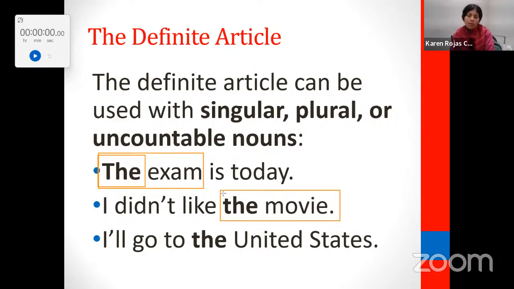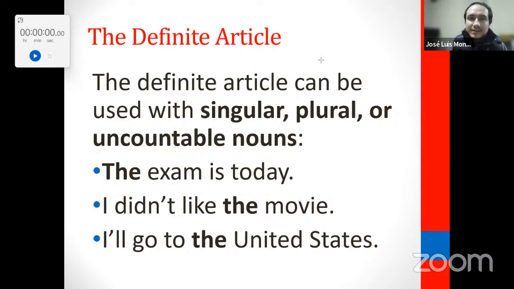So that's the answer. It is correct. It means if you have a vowel, "thee". If you have a consonant, "thuh". Here, you say "the United". You don't say "thee United States". Why? Because you have a vowel, but it has a consonant sound, like the Y. That's why you say "the United States" and not "thee United States". Good. So great. So far, so good. Again, any questions you're going to let me know.